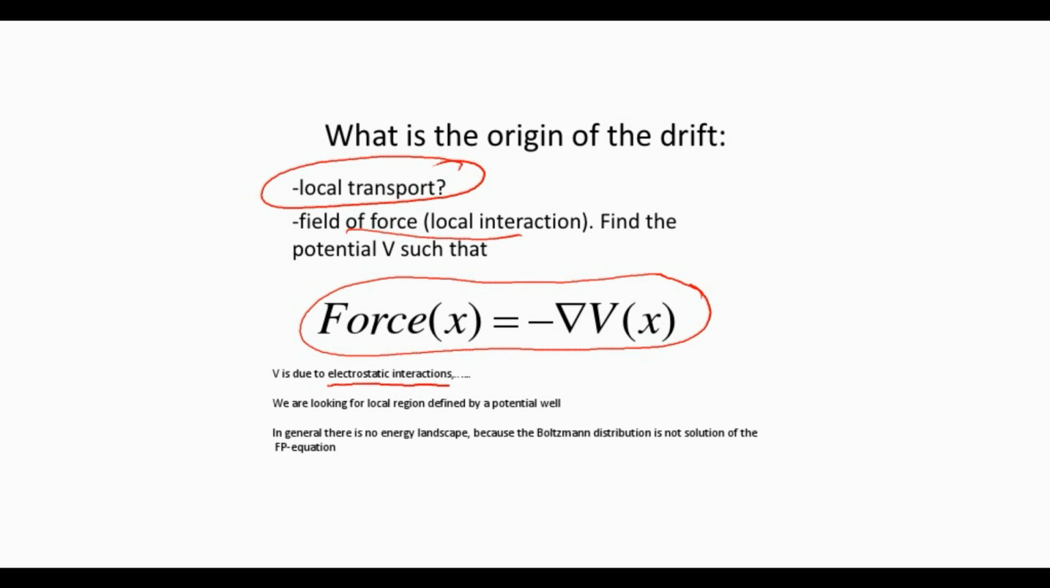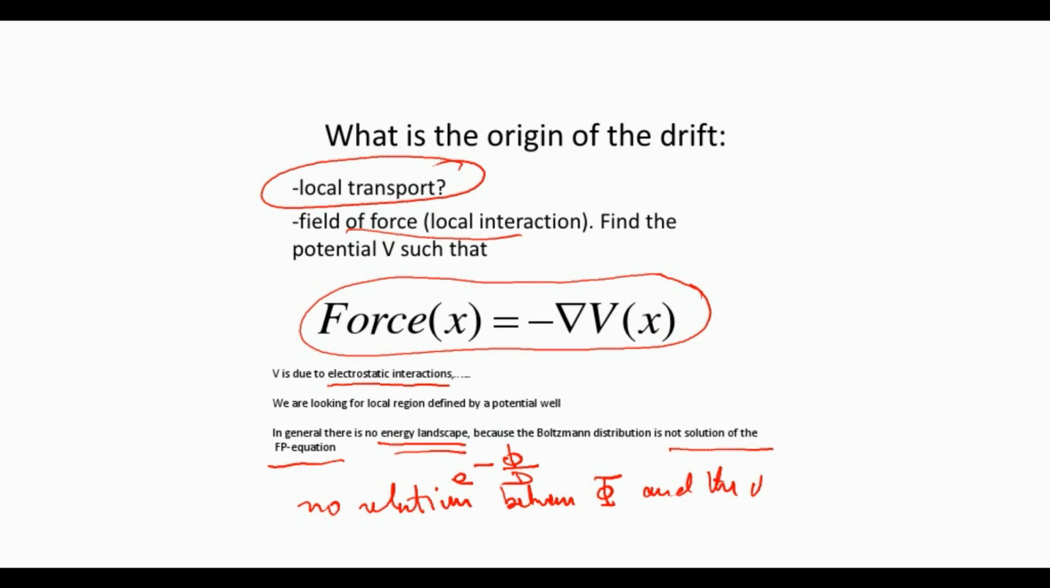But we should say this: in general, there is no energy landscape, because the Boltzmann distribution is not necessarily a solution of the Fokker-Planck equation, and this is especially true when the diffusion is not constant. Then we cannot have exponential of minus phi divided by D, which is the solution of the Fokker-Planck equation. So there is no simple connection between the density and the potential well. No clear physical relation between the potential phi and the density, because this is in general not equal to the density.